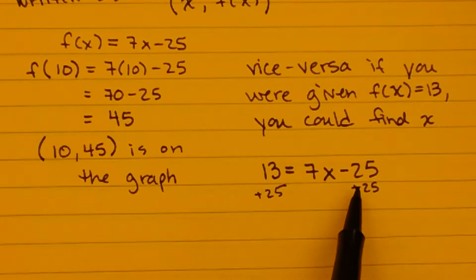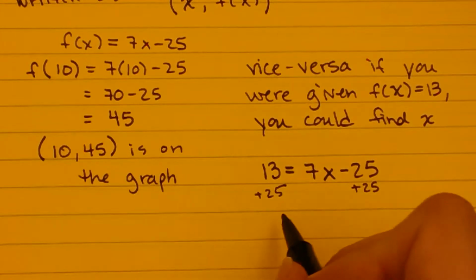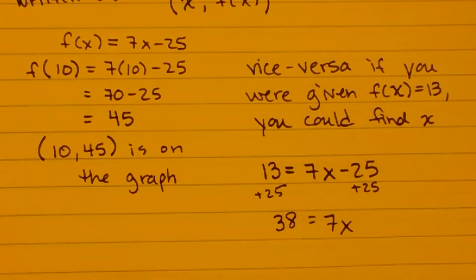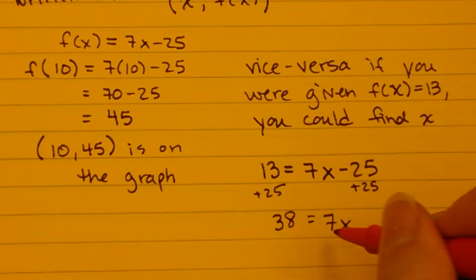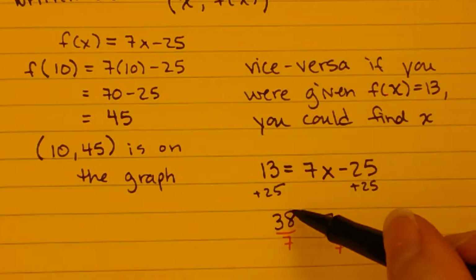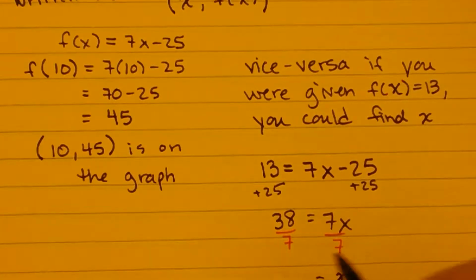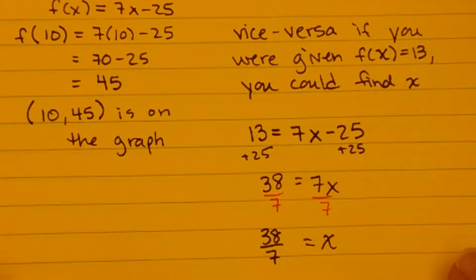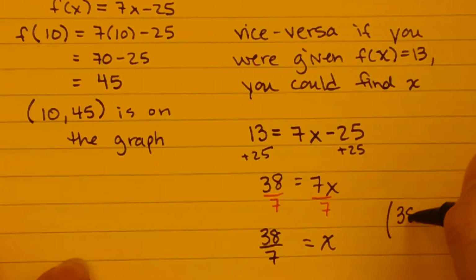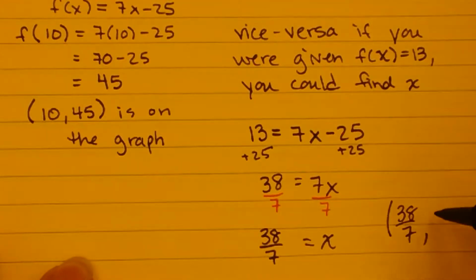So we had started adding 25 to both sides, so we get 38 equals 7x, and then divide both sides by 7. And when you do that, it naturally creates that fraction of 38 divided by 7. So x is equal to 38 sevenths. So that not only gives us an x value, it also tells us that the ordered pair 38 sevenths, comma, 13 is also on the graph.